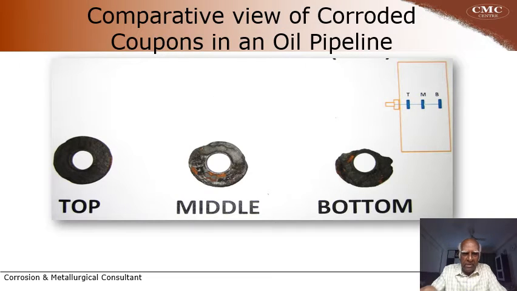This is a typical example of corrosion coupons in an oil pipeline. There are three positions: top, middle, and bottom. We will see more.